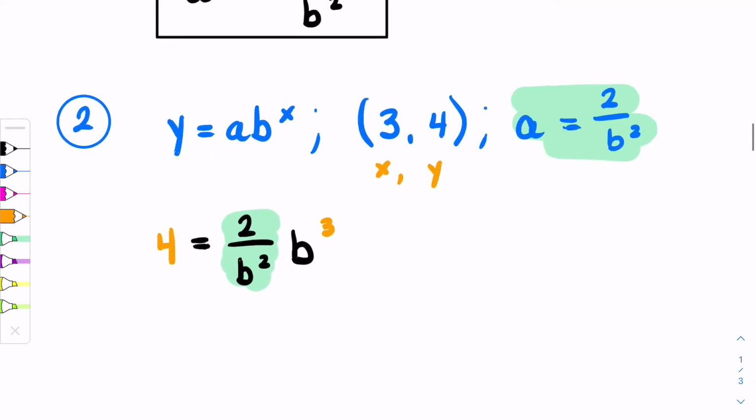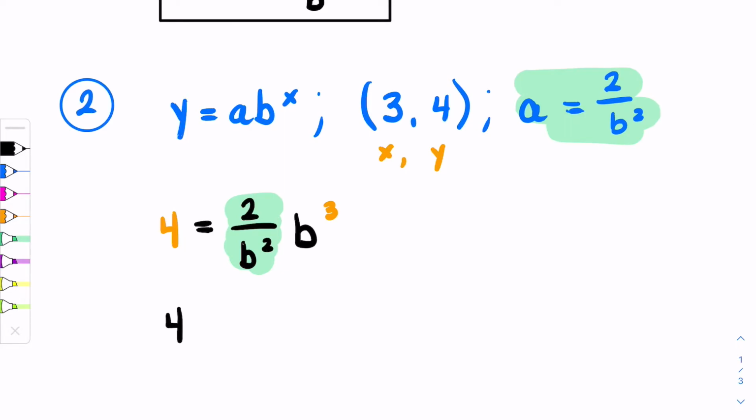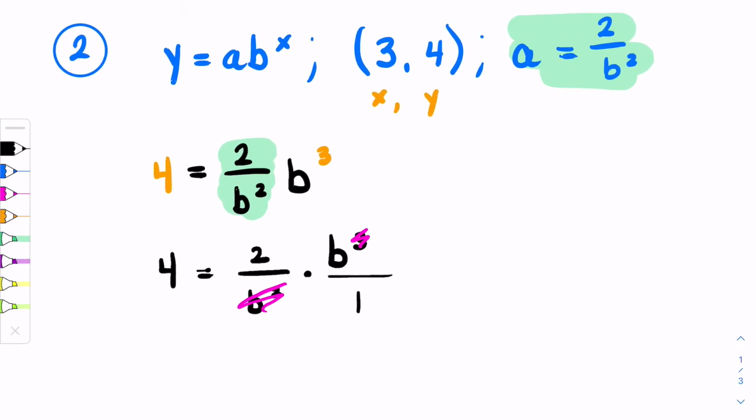So here we're supposed to be solving for b. I'm going to rewrite this as 4 equals 2 over b squared multiplied by b cubed, and I'm going to write this as a fraction, so over 1. I know we don't typically write something over 1. It does make it look a little bit easier here. By doing this, hopefully you all see that I can cancel 2 values of b in the denominator, and I can cancel two values of b in the numerator, leaving me with just one value of b in the numerator. 4 is equal to 2 times b. I'm solving for b, so divide both sides by 2, and b is equal to 2.